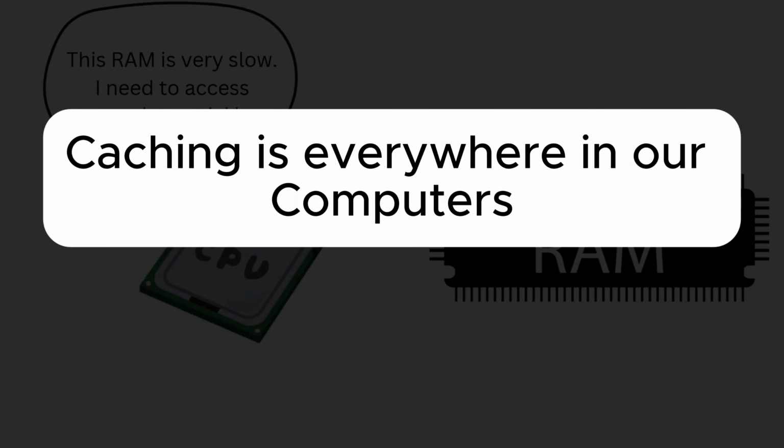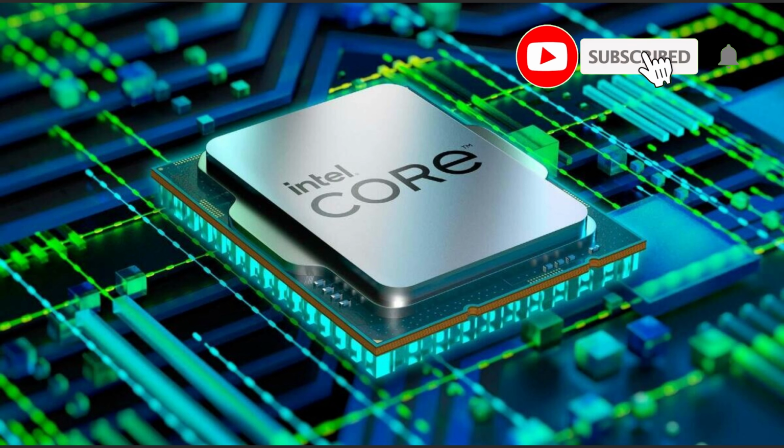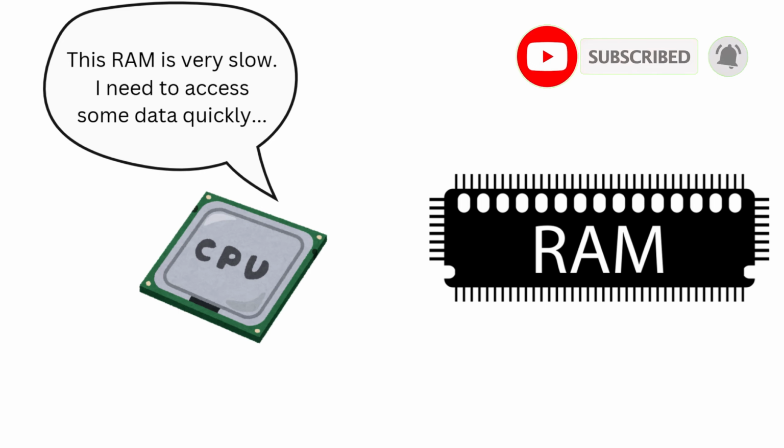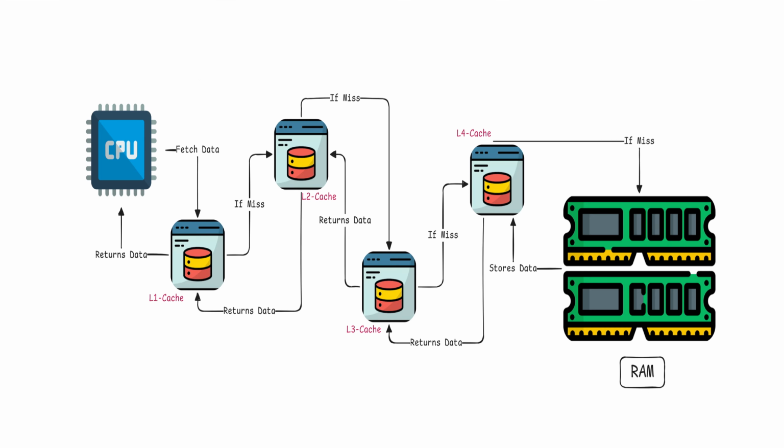You know what's cool? Caching isn't just in our applications, it's actually everywhere in our computers. Let me show you. Think about your computer's CPU, the brain of your computer. Even though your computer's random access memory is super fast, it is still not quick enough for the CPU. That's why the CPU has its own mini storage areas called L1, L2, L3 and L4 cache. Just like how we kept those pizzas in the kitchen for quick access, the CPU keeps its most used instructions in these caches so it can grab them instantly.